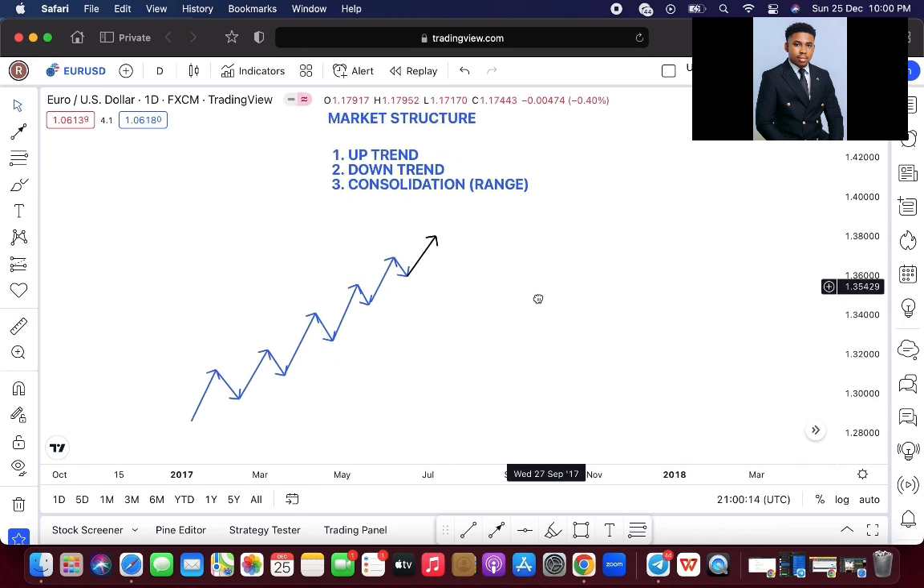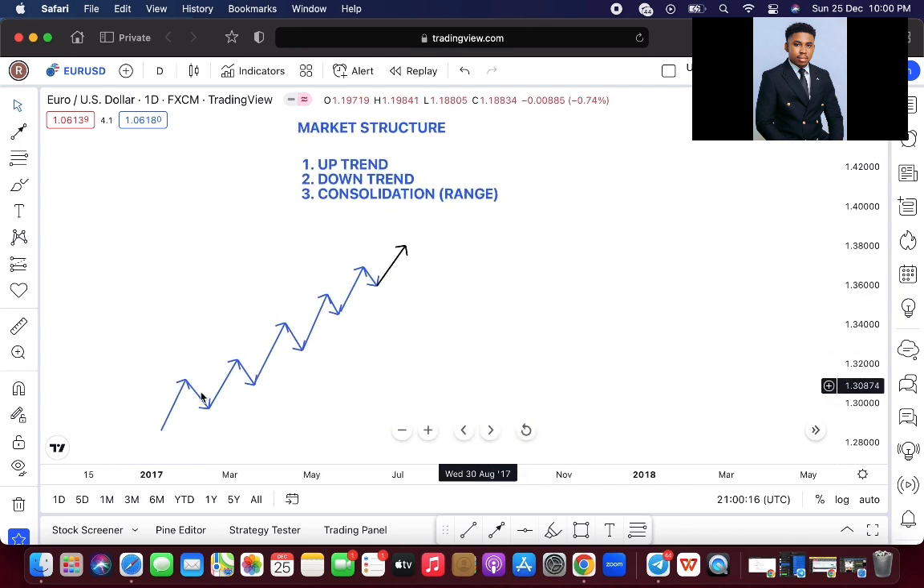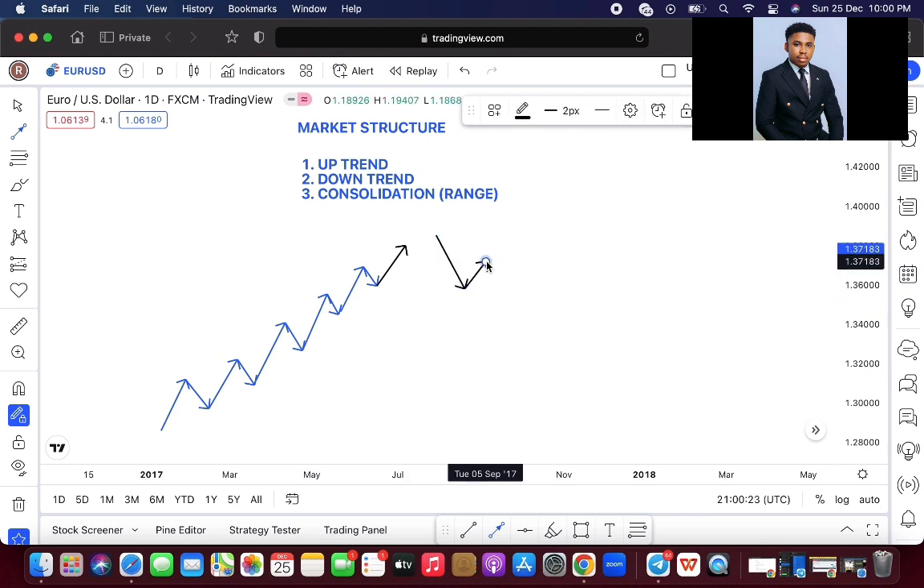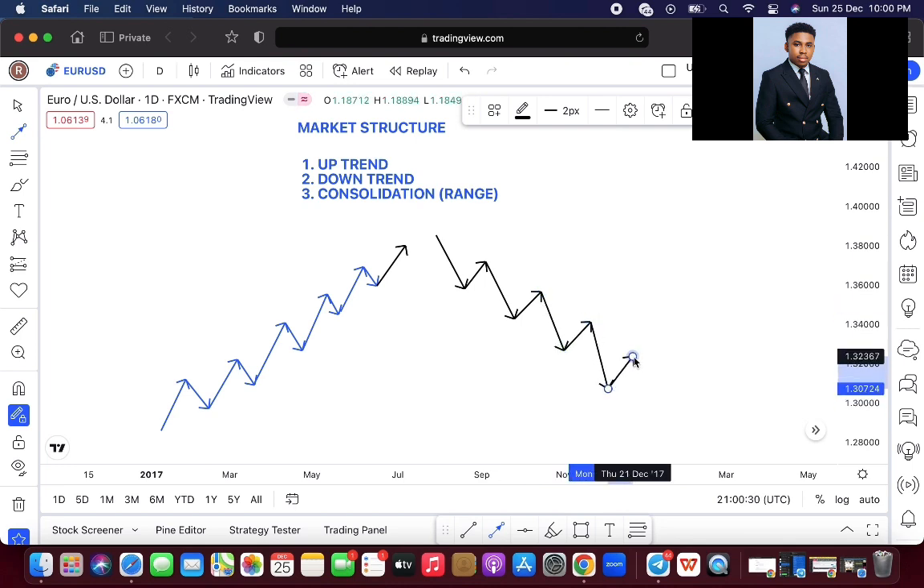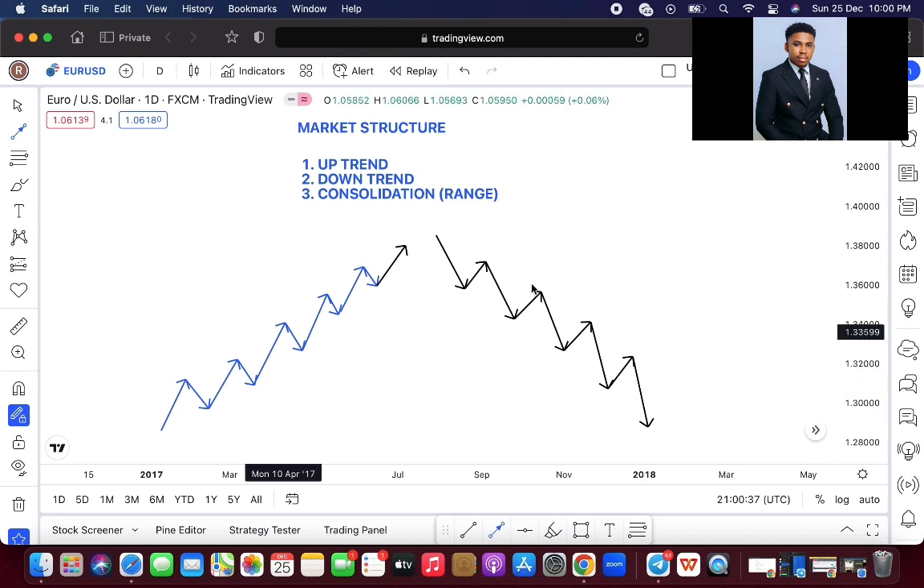So when the market is moving to the downside, it's a downtrend. I'm going to illustrate that here. So when the market is moving like this, you get the point. My drawings are not the best, but I hope you understand what I'm trying to show you here. So this is basically what an uptrend looks like, and this is what a downtrend looks like.